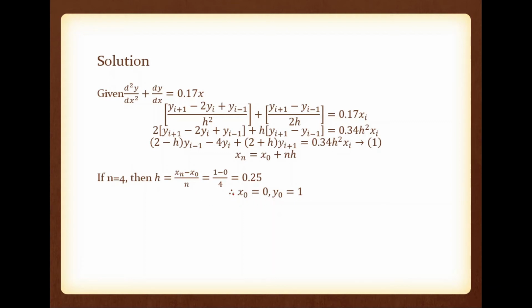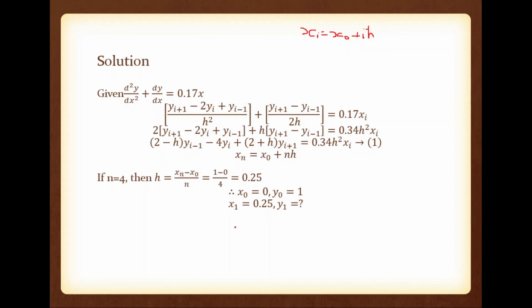Now what is x1? x1 is x0 plus h. Always remember, xi is equal to x0 plus i into h. So x1 is equal to x0 plus h. So h is equal to 0.25. So x1 is equal to 0 plus 0.25, that is 0.25. And the corresponding y value is not given, so a question mark is shown here, which means we have to find this value.